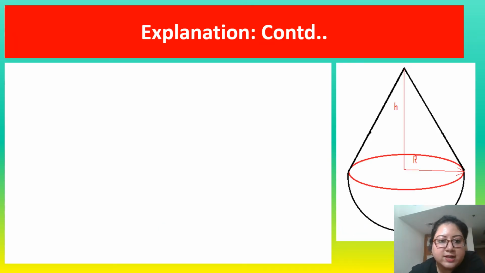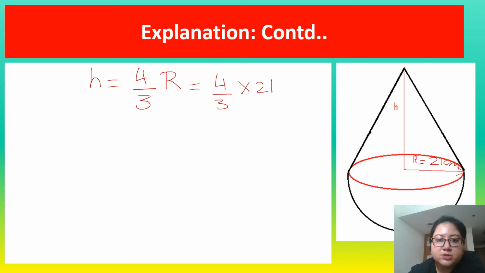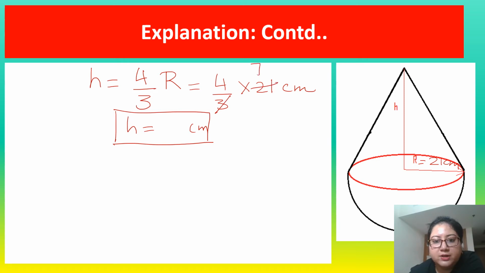Okay, so in the last slide, we got the relationship h is equal to 4 by 3 times capital R. Now, if you read the question carefully, R was given to you, that's 21. So we can substitute the value, and we will get the first part of the solution, that is the value of h. You simplify and you will get h as 28 centimeters. So we are done with one part of the question. I hope it is clear to all.